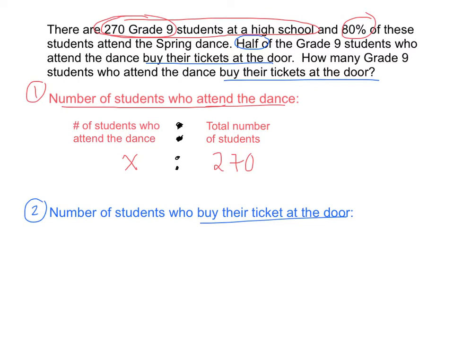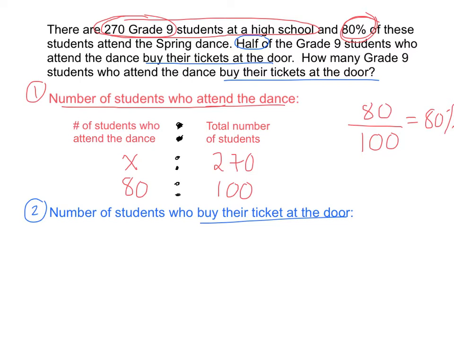Now we also know that 80% of these students attend the dance. How can we write 80% as a ratio? Well, 80 would be the number of students who attend the dance, and because it's percent, what is percent always out of? Well, percent's always out of 100. So we can say that there's a ratio of 80 to 100. Remember, ratios can also be written as fractions. 80 out of 100 represents 80%.